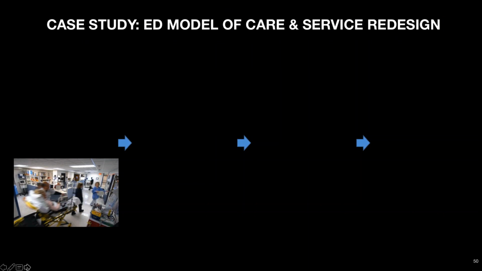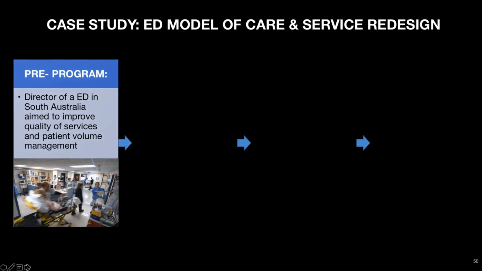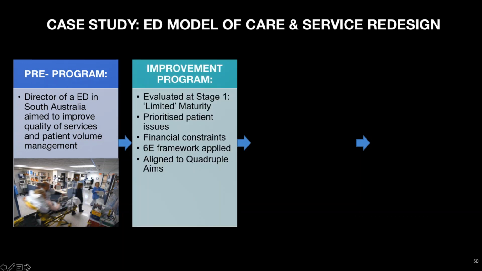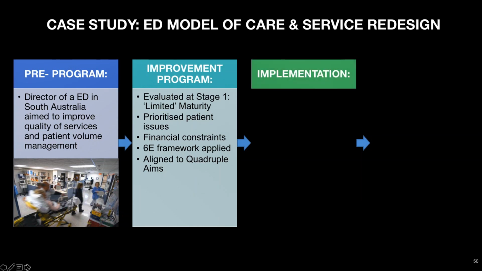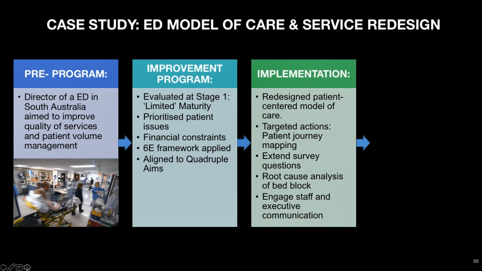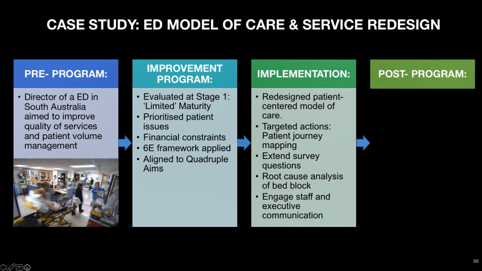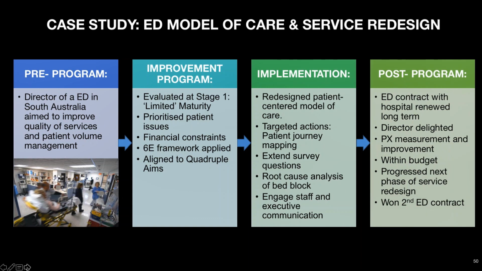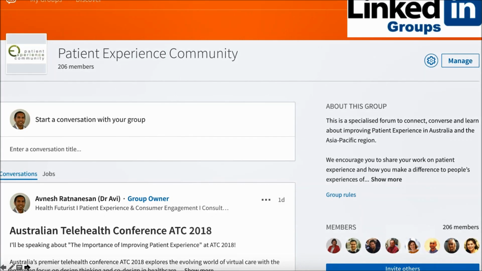We'll run through this very, very quickly, but this is another ED that was looking to engage staff through a redesign process and use the 6E framework to align themselves to the quadruple aims. And they did a whole service redesign as their solution and mapped the patient journey in order to translate the feedback into outcomes and help them reduce bed blocks that were occurring in the emergency department as well. And this particular ED director of a private facility was then able to get better outcomes.